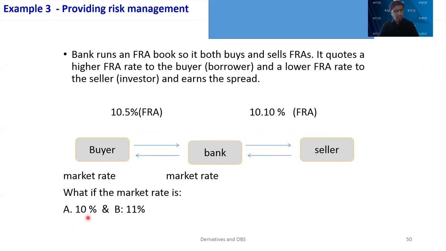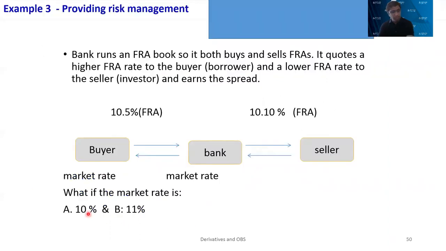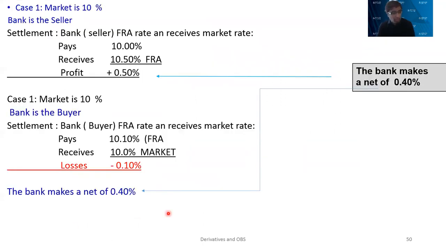So assuming now the bank signed the FRA here when the bank was the seller, at 10.5. And he said here 10.10 when the bank is the buyer. I give you two scenarios: either the interest rate of the market will become 10% or 11%. We will see, is there a difference? Actually, there will be no difference.